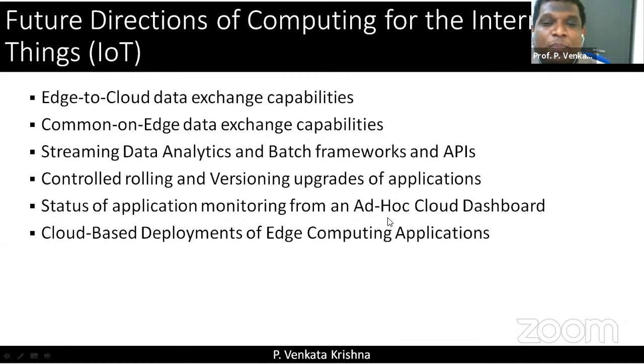Future directions of computing for the Internet of Things include edge to cloud data exchange capabilities. One has to look into this particular angle: common edge data exchange capabilities, streaming data analytics and batch frameworks and APIs, controlled rolling and versioning updates of applications, status of application monitoring from an ad hoc cloud dashboard, and cloud-based deployments of edge computing applications.